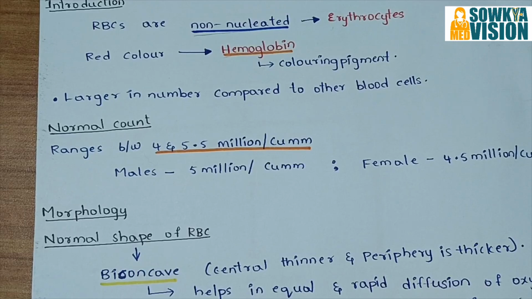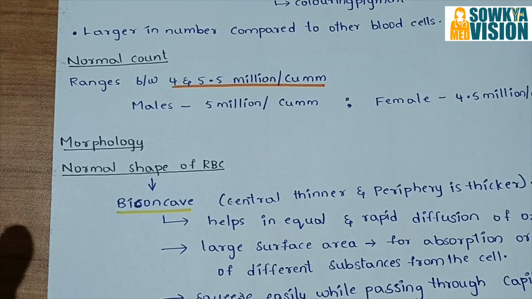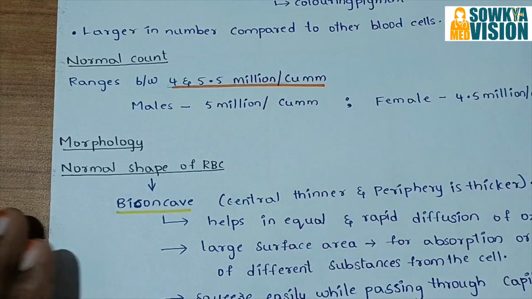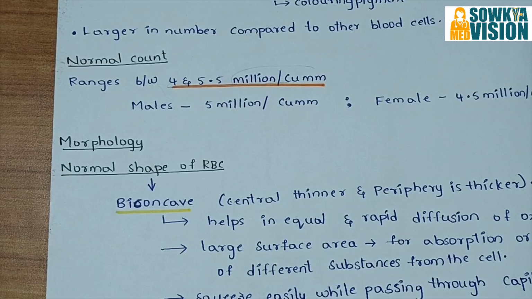Yes, let's see the normal count of the RBC. The RBC ranges about 4 to 5.5 million per cubic mm. Yes, the unit is very important when you are mentioning any range or normal count. The normal count of RBCs in an adult human is about 4 to 5.5 million per cubic mm.